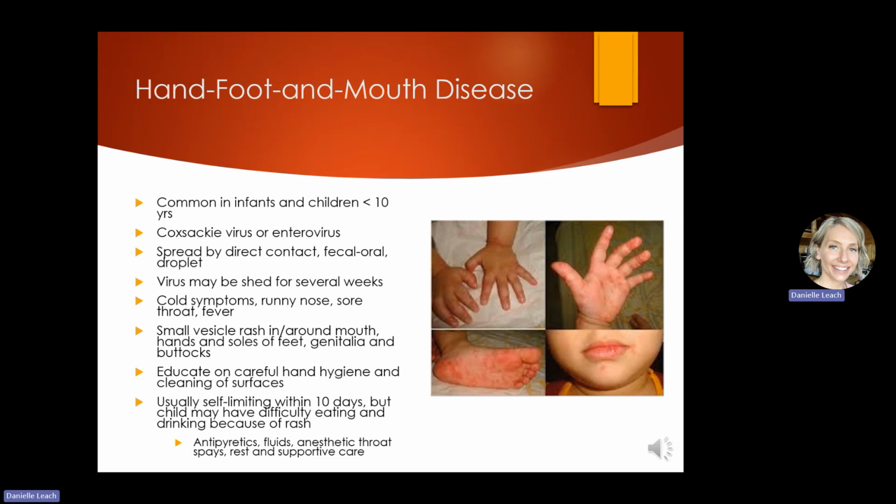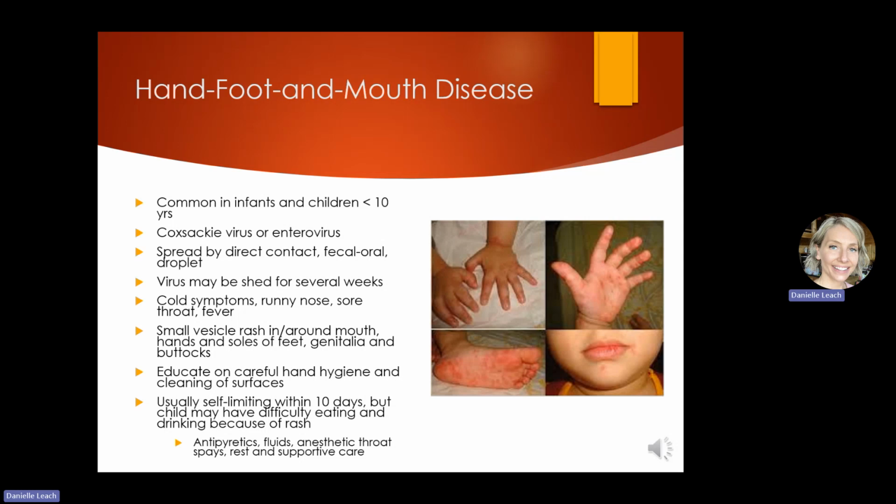It's spread by direct contact, fecal oral contact, and droplet. So there is a lot of education on hand washing and cleaning surfaces if a child does have this. The virus may be shed for several weeks, meaning that the patient is contagious for a longer period of time. Besides this rash that we're going to talk about in a second, the patient can have cold symptoms, runny nose, sore throat, and fever. But then the rash is a small vesicular rash that's usually on the hands and the feet. It can be around the mouth, on the butt, and the genitalia.